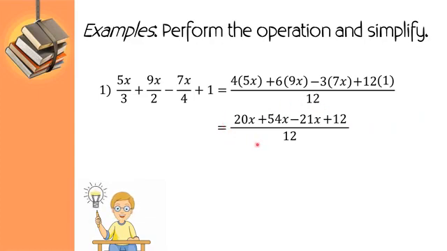As you can see, we can still simplify our numerator because there are like terms. By addition of polynomials, we can add terms if they are like terms. Like terms have common variables, and the exponents of the variables must also be common. Here we have 20x, 54x, and negative 21x. So we write our denominator 12, and add like terms in the numerator: 20x plus 54x minus 21x is equal to 53x. Then we copy our plus 12.